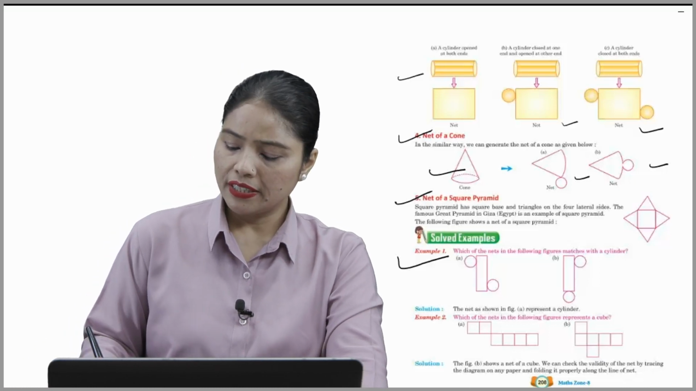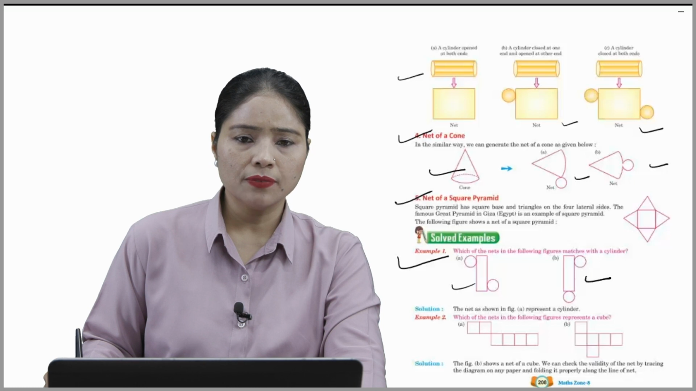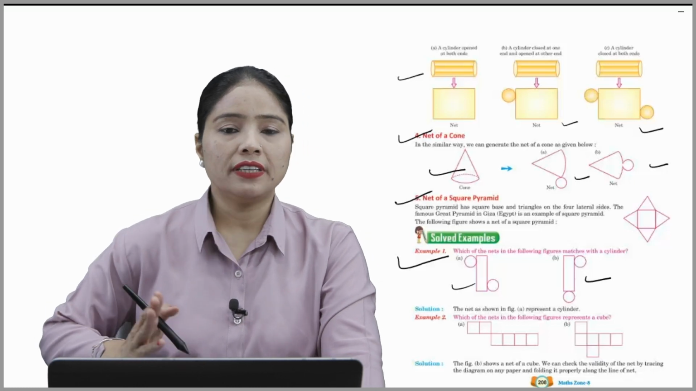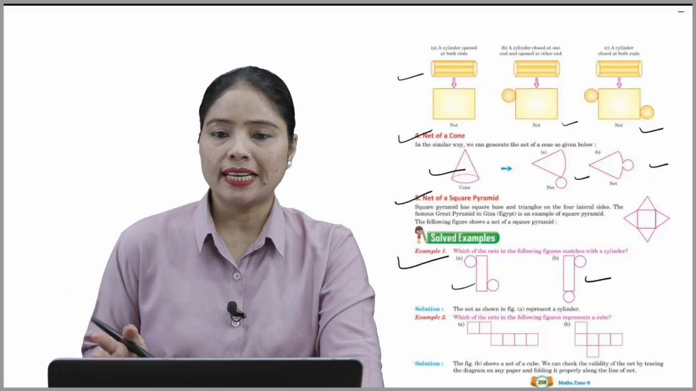So, these are the figures, like that one and that one. The net as shown in figure A represents a cylinder.